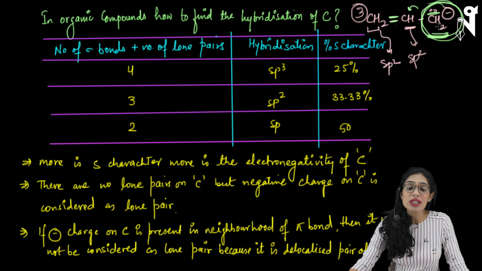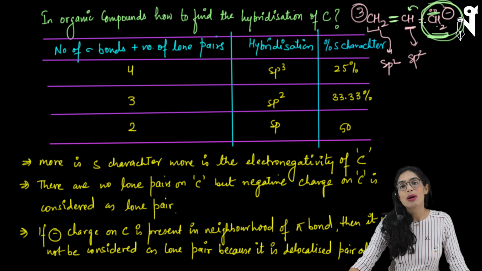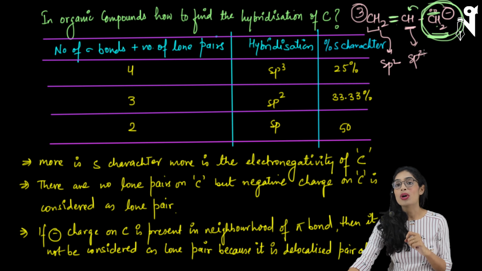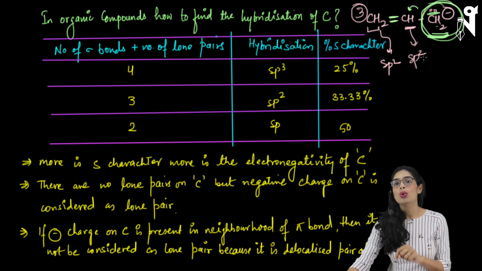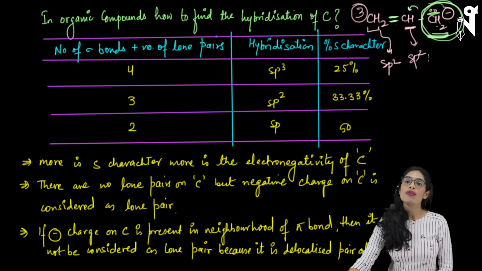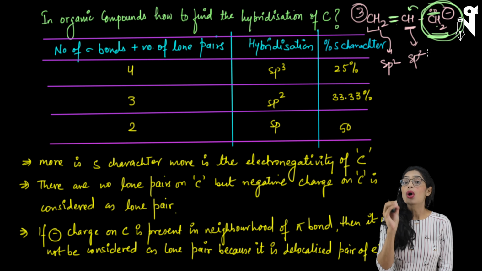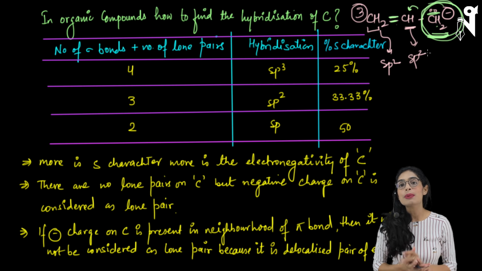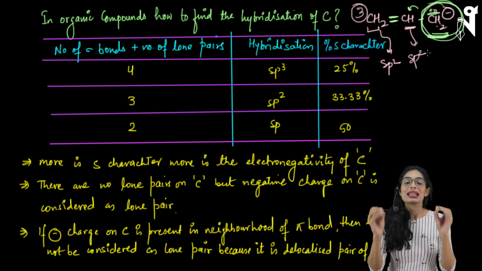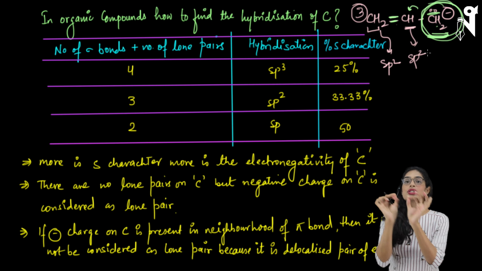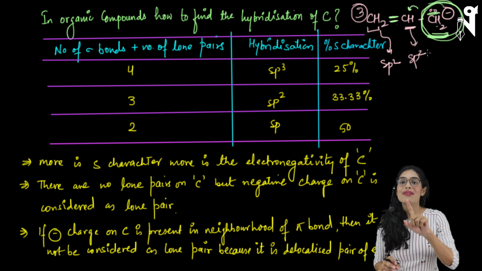So what will be the case over here? It has made 2 sigma bonds with hydrogen, 1 sigma bond with the carbon. So total 3 sigma bonds, but no lone pair. Even though it has a pair of electrons which is causing a negative charge, we will still not consider it. There is a reason behind it, and that reason is that this pair of electrons which is causing the negative charge is eventually going to get delocalized.